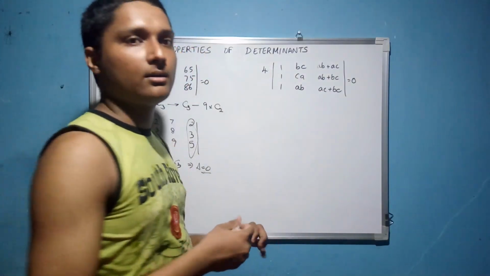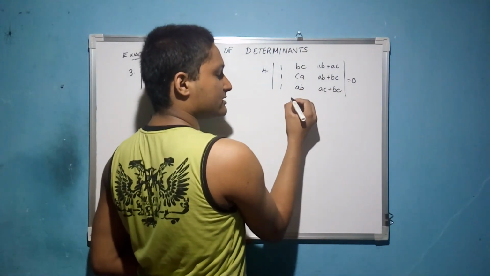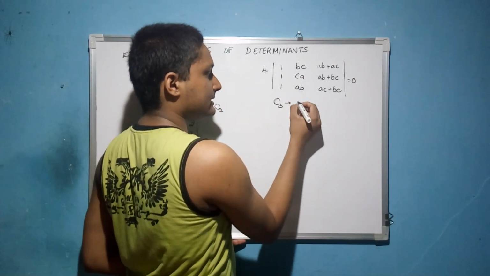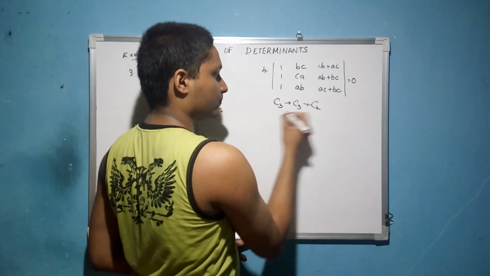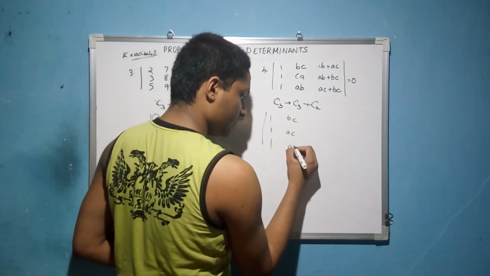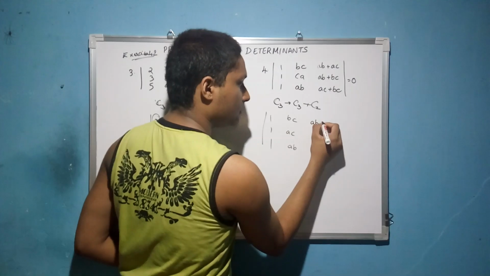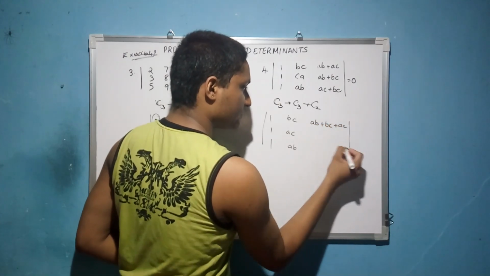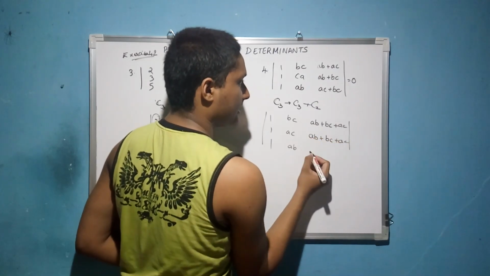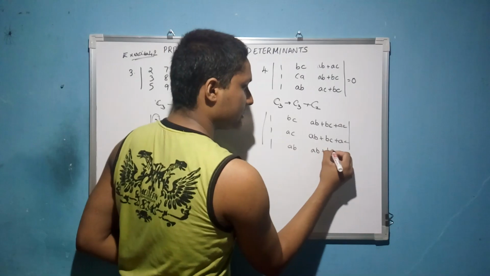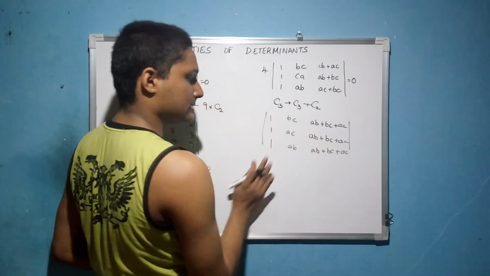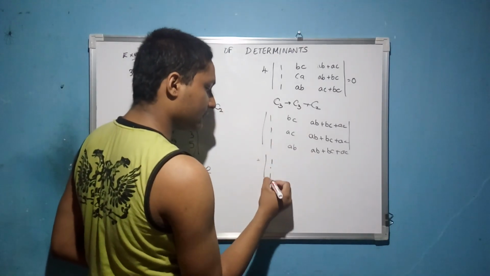I can somehow get a common factor out of this. First of all, I need to use an elementary operation where I'll take the third column C3 to C3 plus C2. This becomes 1, 1, 1, BC, AC, AB. Then you have AB plus BC plus AC, then AB plus BC plus AC, and AB plus BC plus AC. I need to prove that it is equal to 0. So this is the determinant, and we'll get again 1, 1, 1.